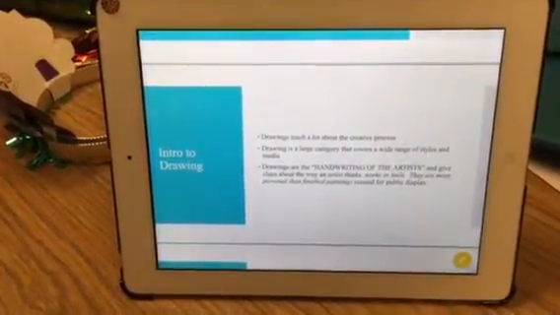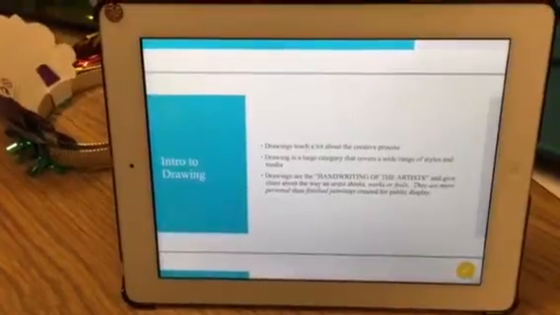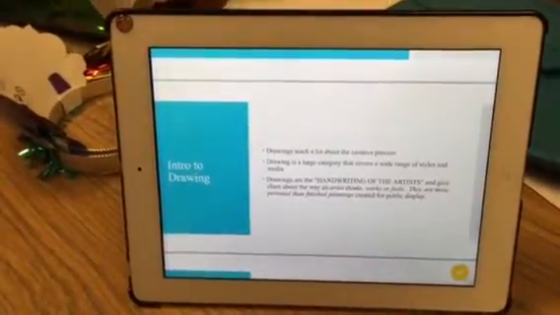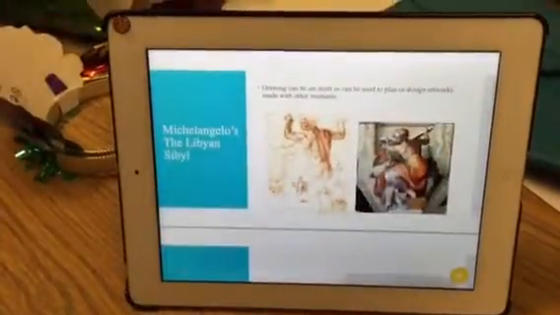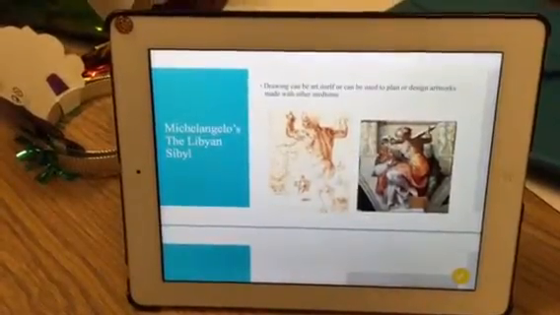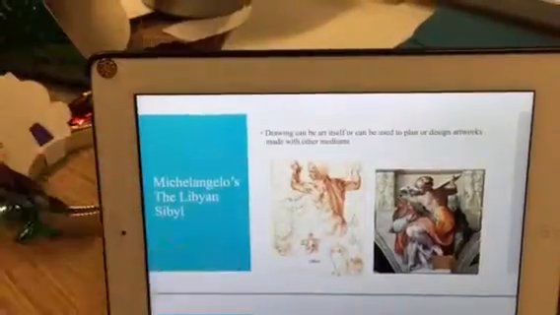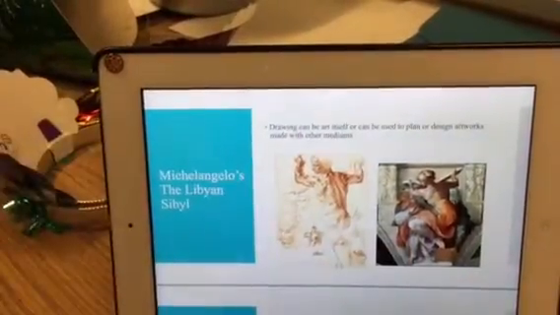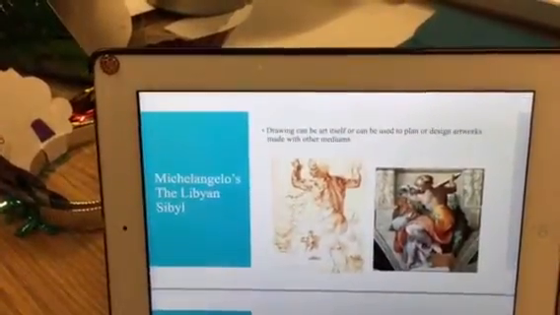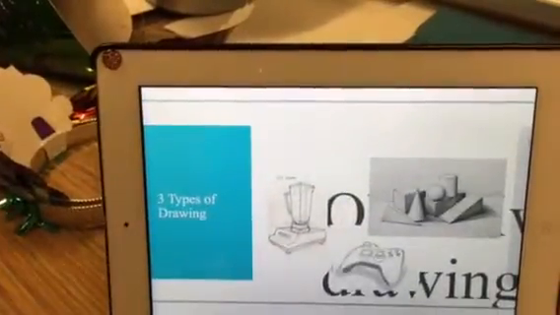They are the handwriting of the artist. They give clues about the way the artist thinks, works, or feels. Next slide. So this is Michelangelo, the Libyan Sibyl, and this is just an example of how he did a sketch and then actually painted it in the Sistine Chapel. So that's one of the ways that sketching and drawing can grow into something gorgeous.